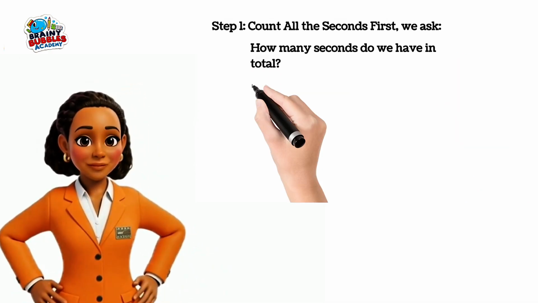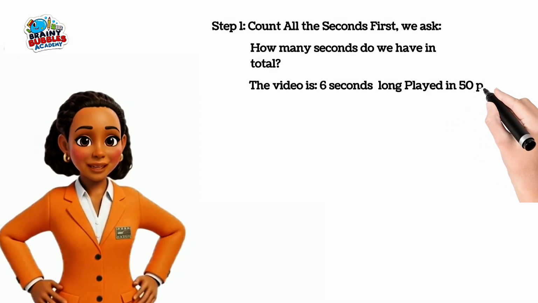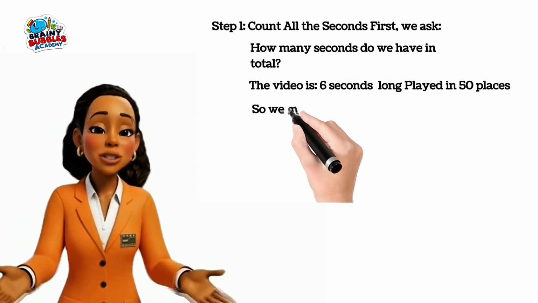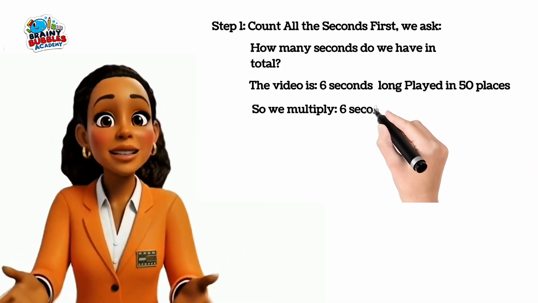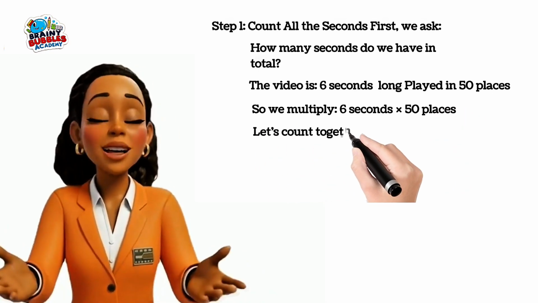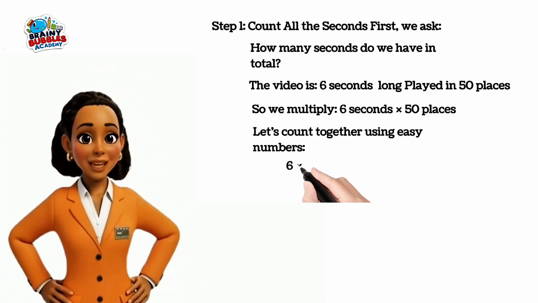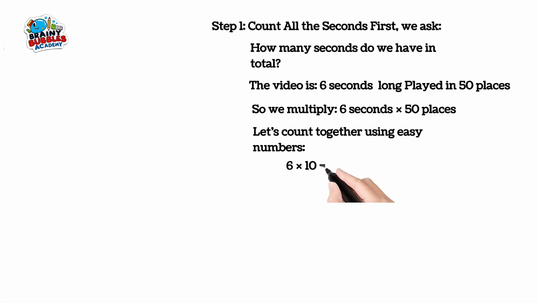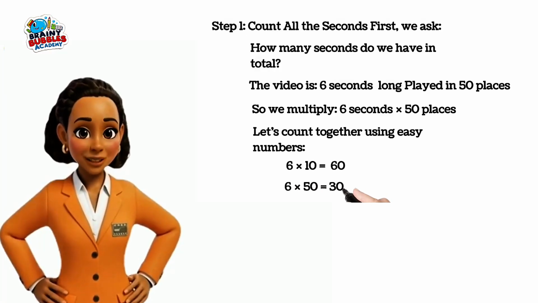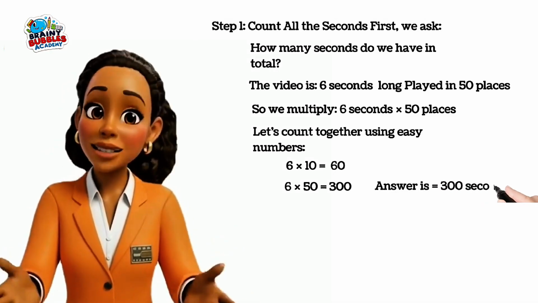The video is 6 seconds long, played in 50 places, so we multiply. 6 seconds times 50 places. Let's count together using easy numbers. 6 times 10 equals 60. So 6 times 50 equals 300. So we have 300 seconds.